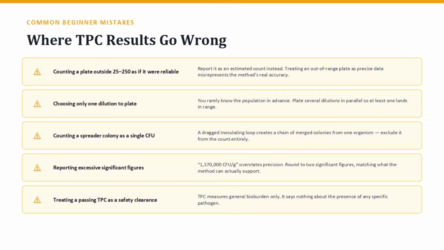A dragged inoculating loop creates a chain of merged colonies from what is really just one organism, and it needs to be excluded from your count entirely. The fourth mistake is reporting excessive significant figures. Writing 1,370,000 CFU per gram overstates the method's precision. Round to two significant figures, matching what the method can actually support. And the fifth mistake is treating a passing TPC as a safety clearance. TPC measures general bioburden only. It says absolutely nothing about the presence of any specific pathogen.